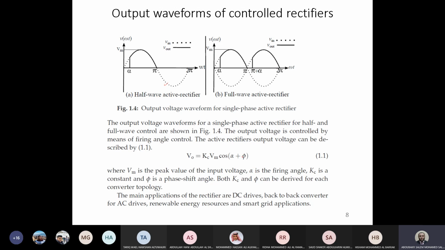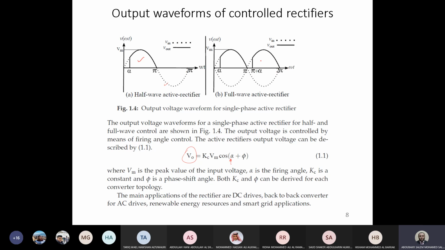Here, for instance, guys, one of the relations used for controlled rectifier is V maximum multiplied by cosine alpha plus phi. And by controlling alpha, in this case, you are going to decrease the amount of V out. So this is the way how we can control the DC output. Of course, we have half wave rectifiers, which means we can control only the positive half cycle. Negative half cycle will be omitted from the waveform. And we have full wave like that.